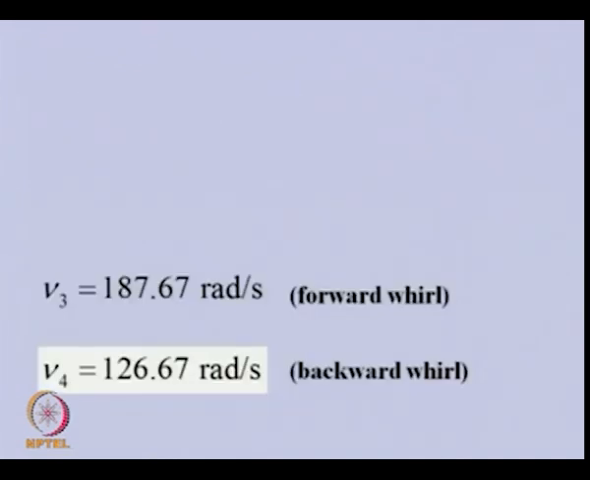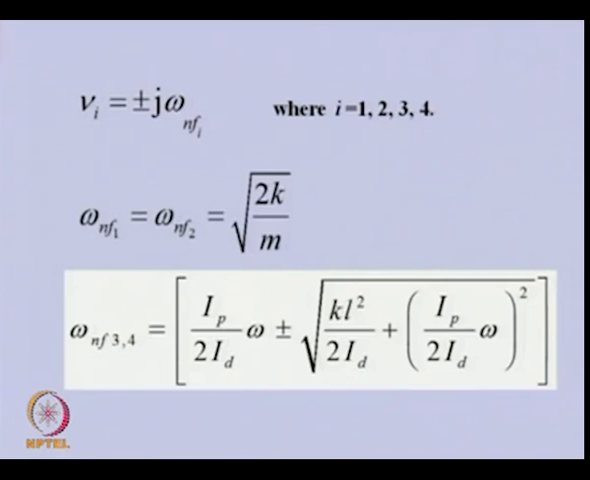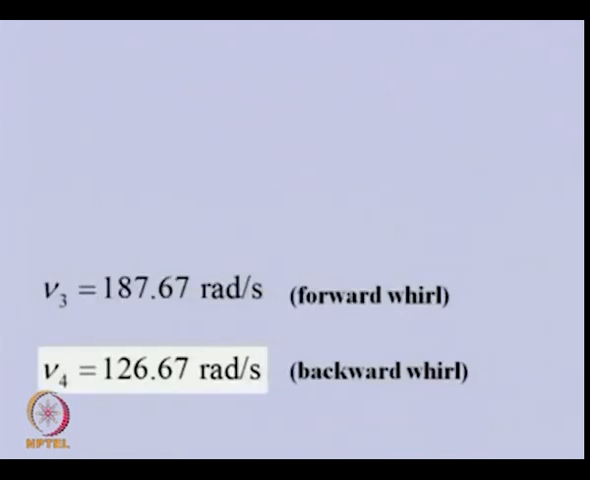So, if you substitute various values for 10,000 RPM, especially in the second and third equation, we are able to get the third and fourth natural frequency like this.